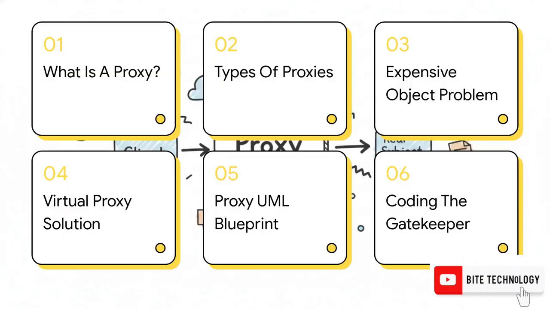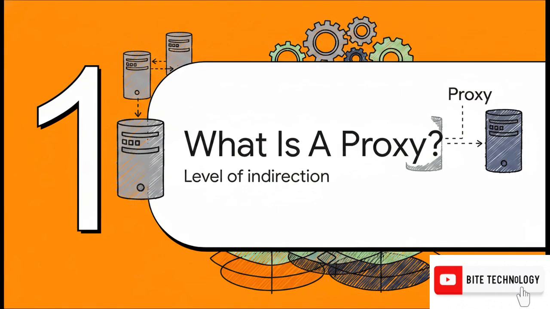Okay, so here's our structured roadmap for today. We're going to cover what exactly a proxy is, the three types of proxies, the expensive object problem, the virtual proxy solution, the proxy UML blueprint, and finally, we'll get into actually coding the gatekeeper. All right, let's kick things off with section 1.